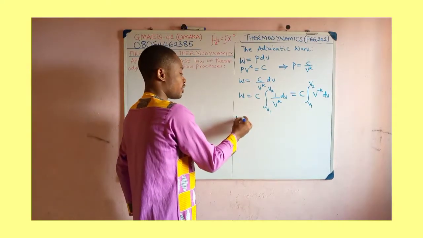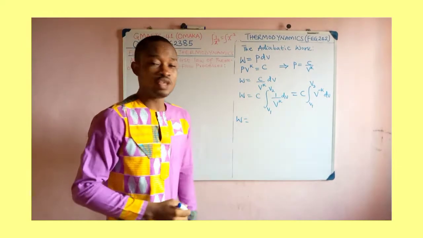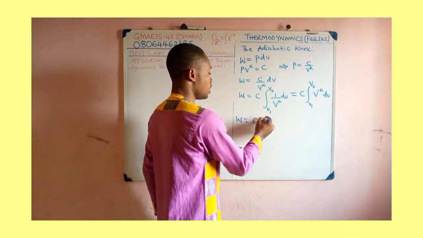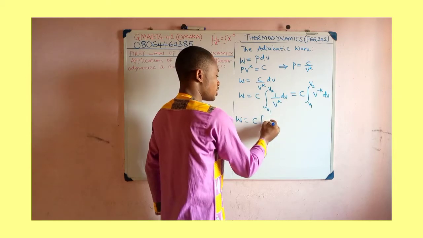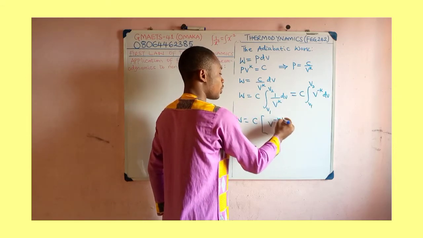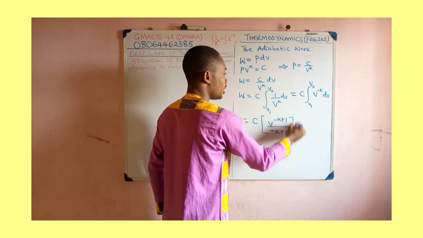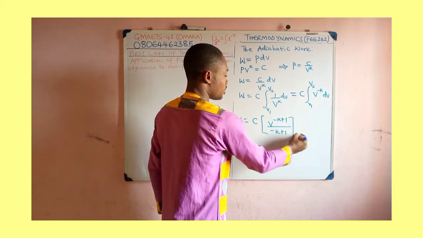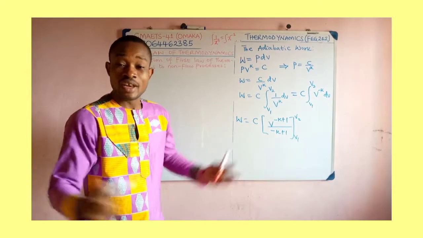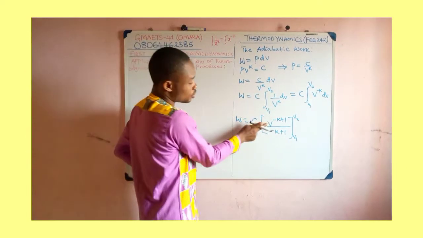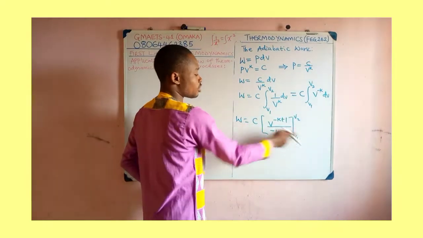So are we now set for the integration? We shall add 1 to the power and divide by the new power that results. So this is C, and we open up brackets. If you add 1 to this power by integrating, it becomes V raised to the power minus K plus 1, divided by that new power, minus K plus 1. And then our limits of integration, V1 to V2. What do we do with the limits of integration? We substitute for what we obtained in the integration: upper limit minus lower limit.